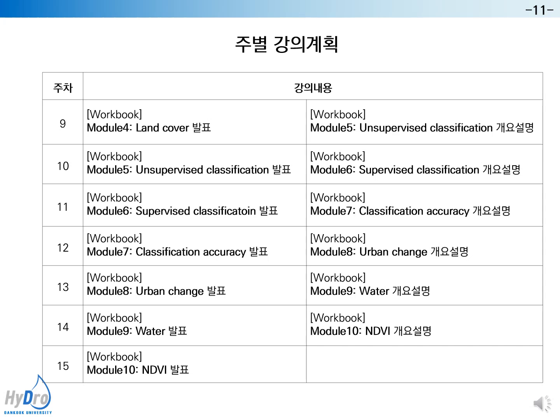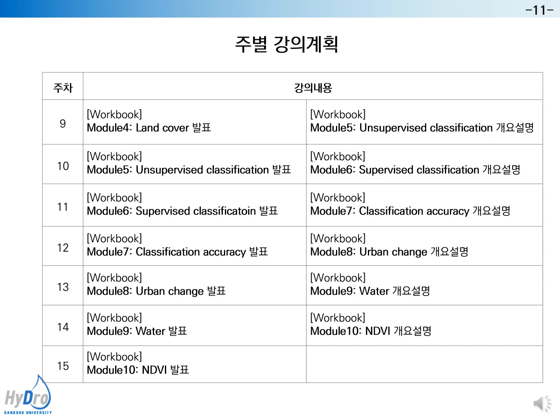In the 12th week, we will present the results from Module 7, Classification Accuracy, and provide an overview of Module 8, Urban Change. You will present the results of classification accuracy assessments and discuss ways to enhance the reliability of data analysis. Then, we will explain the overview of urban change, where you will learn how to monitor and analyze the process of urbanization and its environmental impacts. This is a very important skill for urban planning and environmental protection.